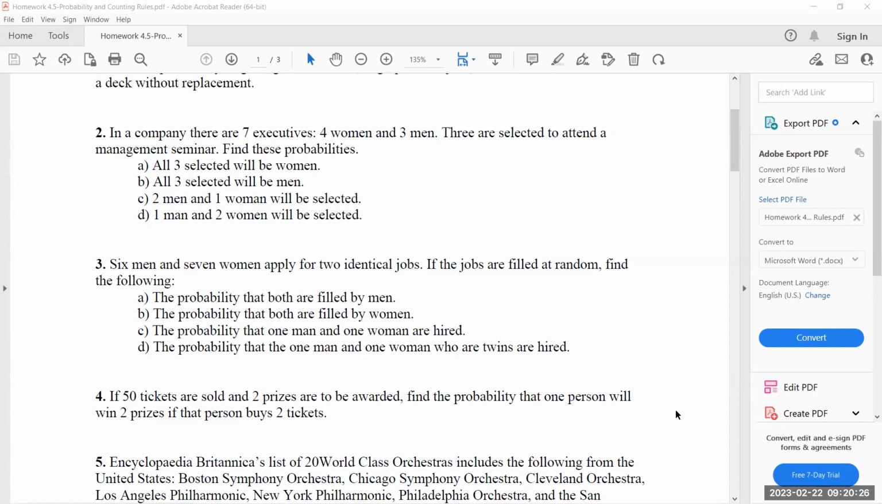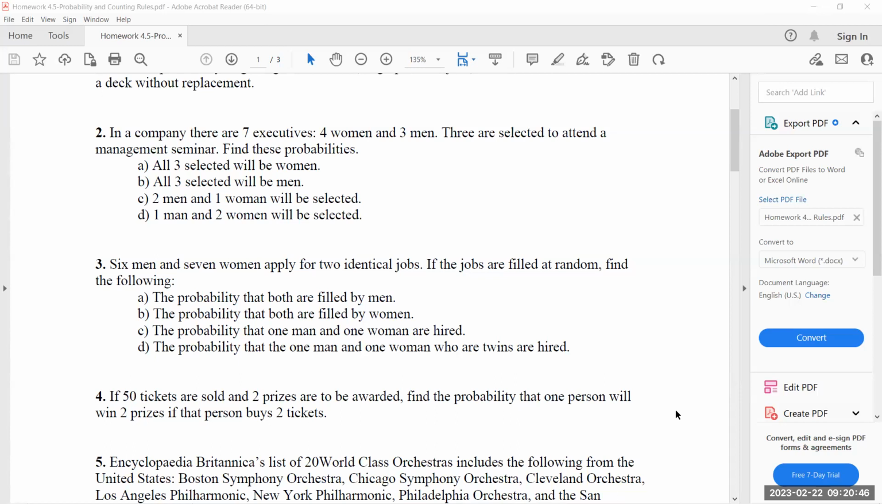6 men and 7 women apply for 2 identical jobs. If the jobs are filled at random, find the following. And we have 4 parts. 6 men and 7 women apply for 2 identical jobs. We want to find the probability that both are filled by men.